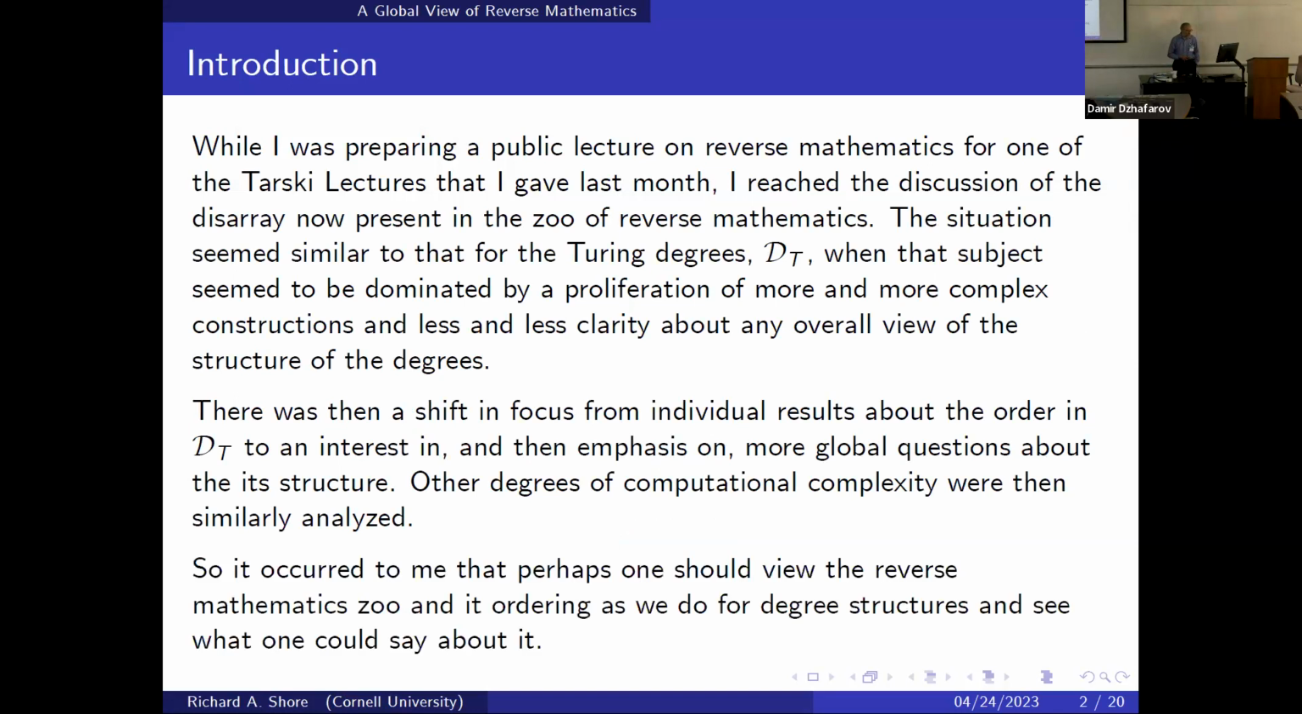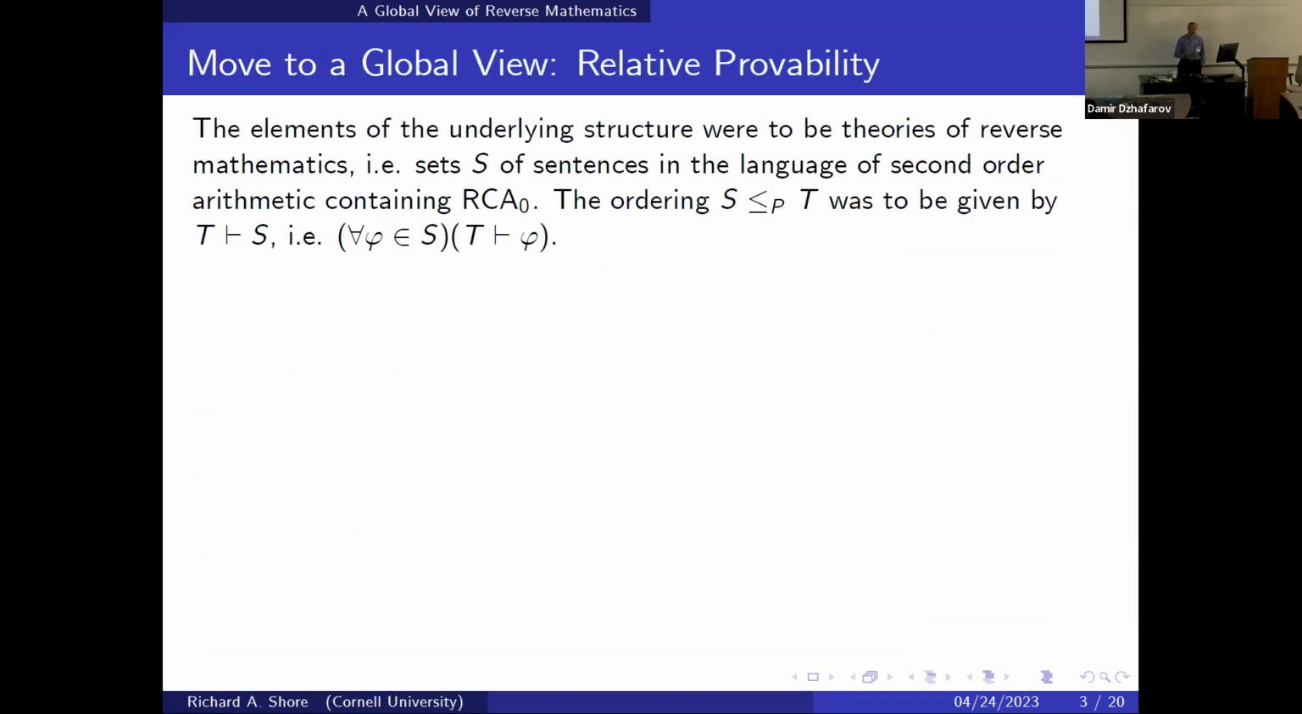And so I wanted to do the same thing with reverse mathematics. So what should the setup be? What are the basic objects? What corresponds to sets for the Turing degrees? Well, they're theories, which are just sets of sentences in second order arithmetic. And if we're thinking reverse mathematics, every theory should contain the base theory, RCA naught. So those are the objects, and we order them by strength of provability, that T is stronger than S if T proves every sentence in S.